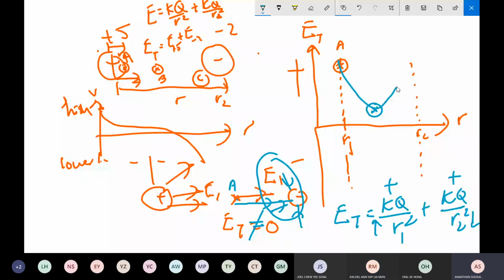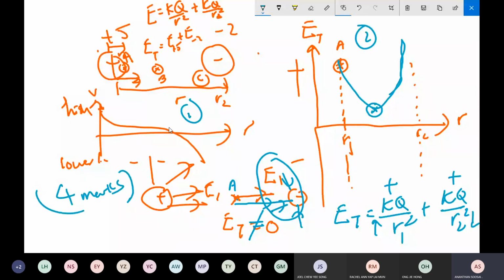So this is the graph for E versus R, a curve with a minimum value, which will happen close to the -2 charge. The minimum value normally happens near the weaker charge, -2, but never gets zero. Please remember these two graphs, 1 and 2. For potential versus R, it is a curve like this. It could be a 4 marks question.